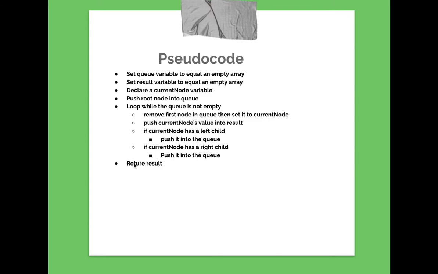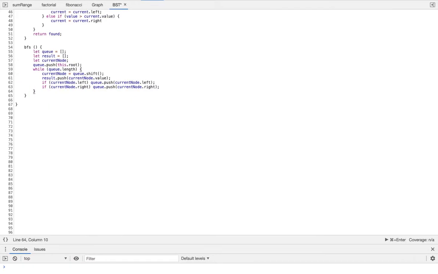So at that point, and I made a little typo here, this is supposed to mean return the result. So at this point, once the loop finishes, we're going to return the result. So right over here, we're going to return whatever's in the result. All right, and that's it. That's it for our breadth first search.